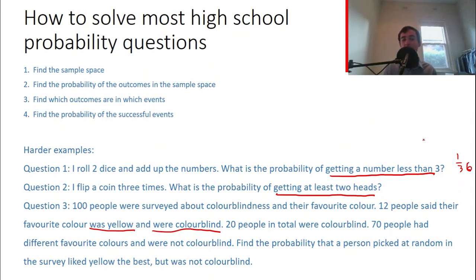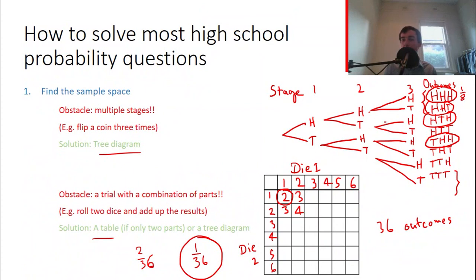Finally, it's easy now. Find the probability of the successful events. That is 4 divided by 8, because there's 4 successful outcomes, which is these 4, and there's 8 outcomes in total that are all equally likely. So that's a half.